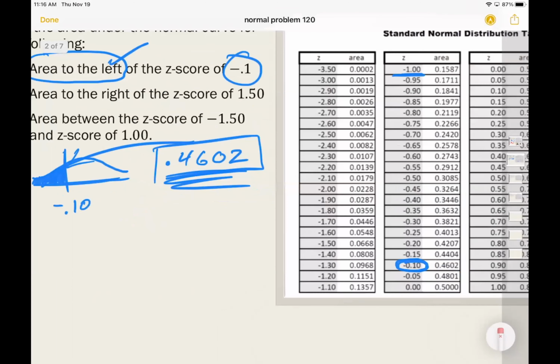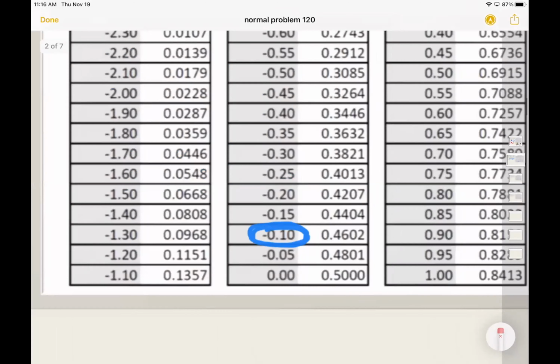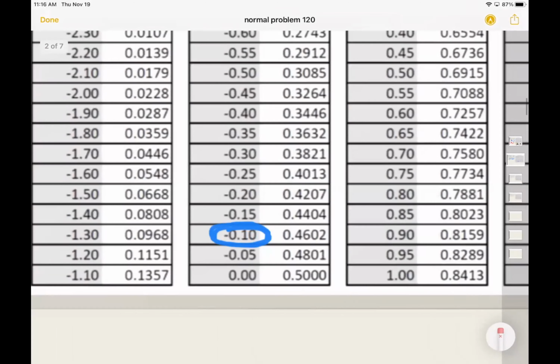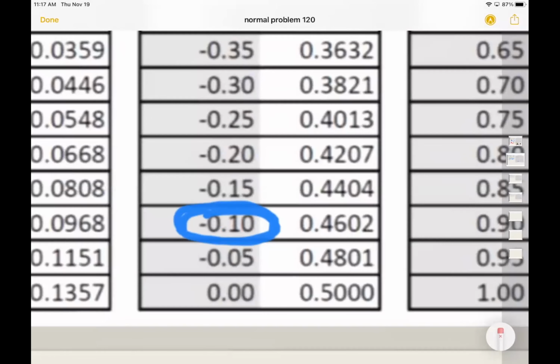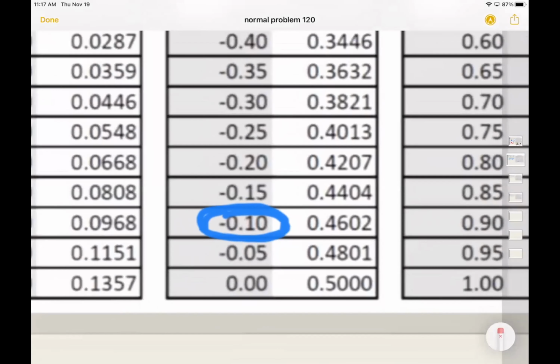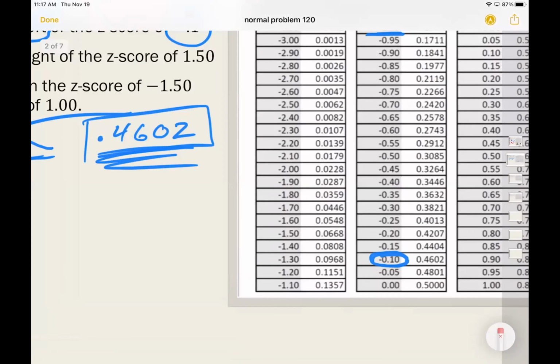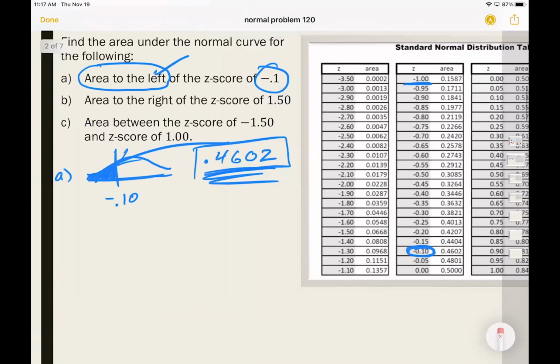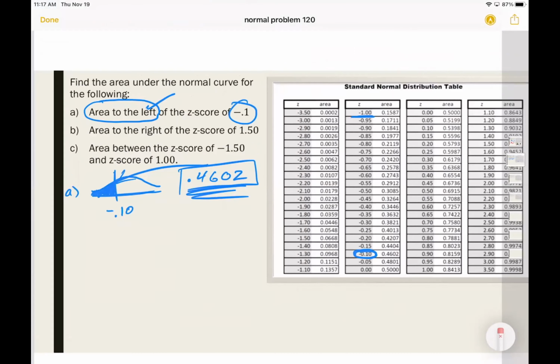Everybody see that? The area to the left of -0.1 is 0.4602. So that is the area I'm looking for, and that is my answer. And that's why I asked you to sketch it. As you can see, I made a mistake earlier: I shaded on the wrong side. If you shade it to the right, you know that for anything to the right, we have to take 1 minus the answer on the chart. If you shade it to the left, the answer is in your chart.